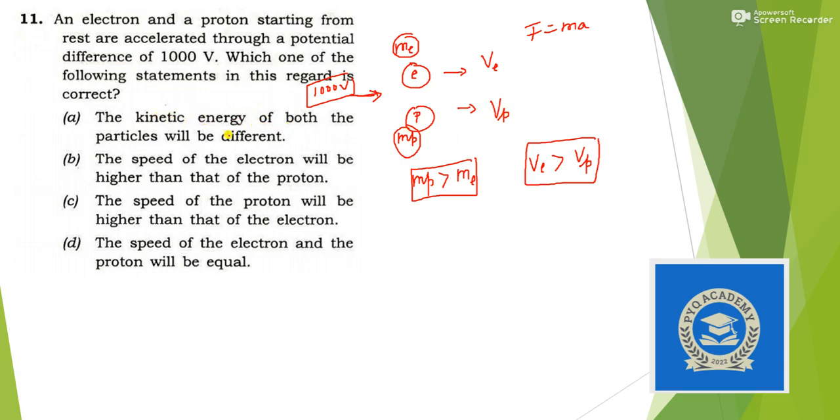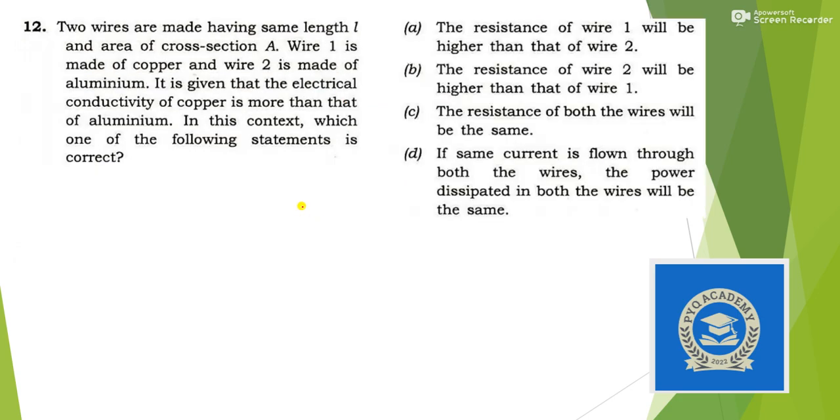The kinetic energy of both the particles will be different. No, since the same energy is applied, it will be the same. Then the speed of electron will be higher than that of proton. Yes, since its mass is less, its speed will be more. Then speed of proton will be higher than that of electron, no, this is wrong. And the speed of electron and proton will be equal. No, since they have different mass, they will have a different speed. Next question. Two wires are made having same length and area of cross section A.